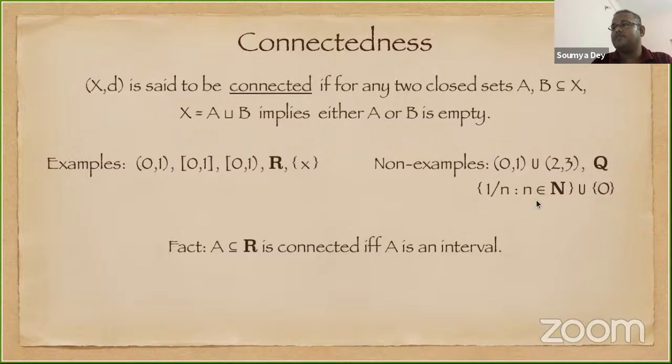What about this set? So take 1 by n and with 0. Is it connected? No, right? This is a fact that any subset of R is connected if and only if A is an interval. So intervals are the only connected subsets of the real line.